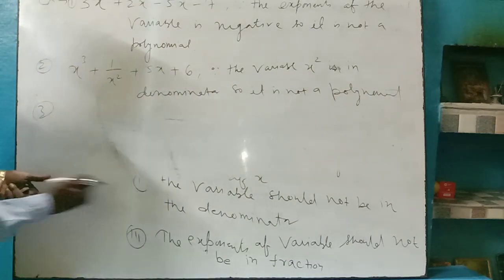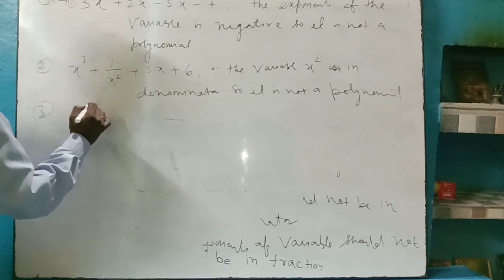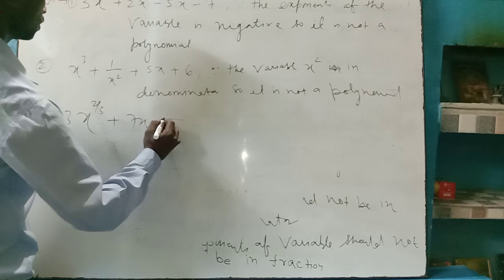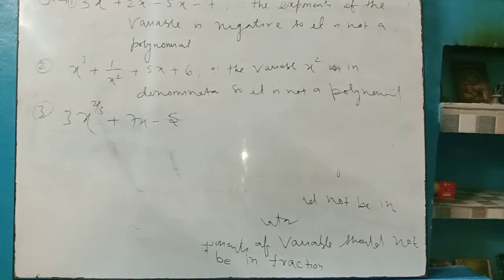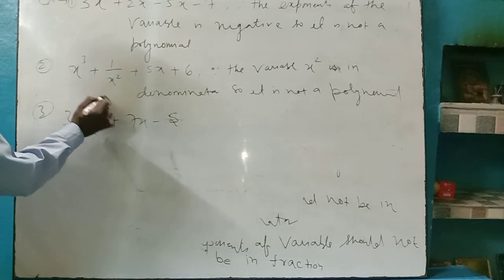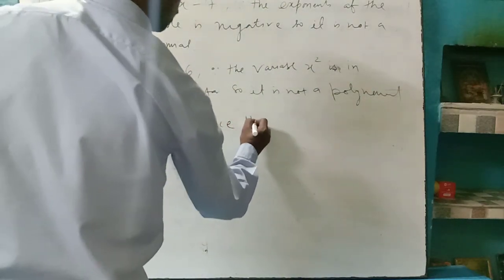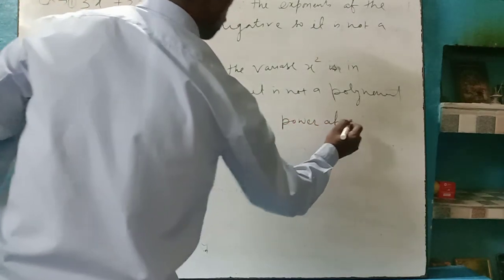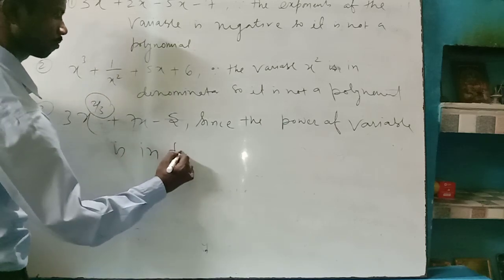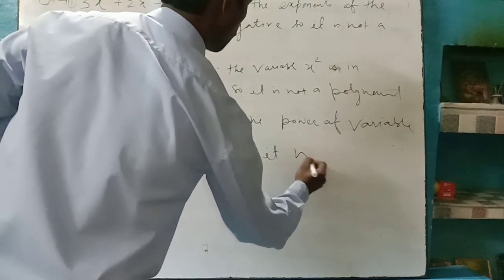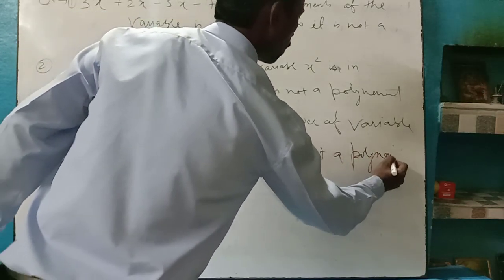And the third example I give here, 3x to the power 2 by 3 plus 7x minus 5. Is it a polynomial or not? Since here the power of the variable is in fraction, so it is not a polynomial.